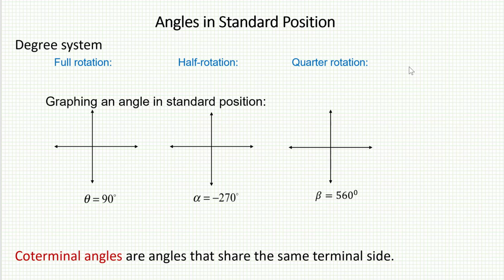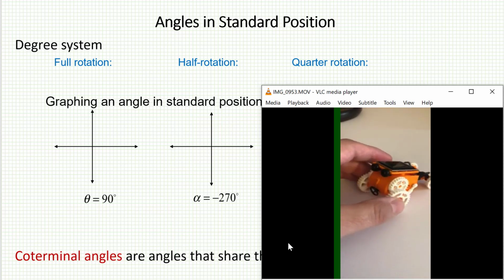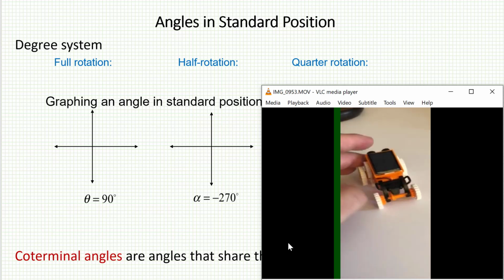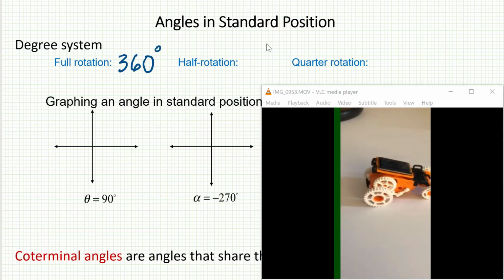Angles in standard position. When we talk about the degree system, we're talking about measuring the amount of rotation. For example, take a look at this cool solar-powered car I built with my grandchildren. If I take the car and rotate it all the way around so that it's facing that same direction toward the right that it was at the beginning, we call that a full rotation, and that has a measurement of 360 degrees. All other rotations are based on that full rotation amount.